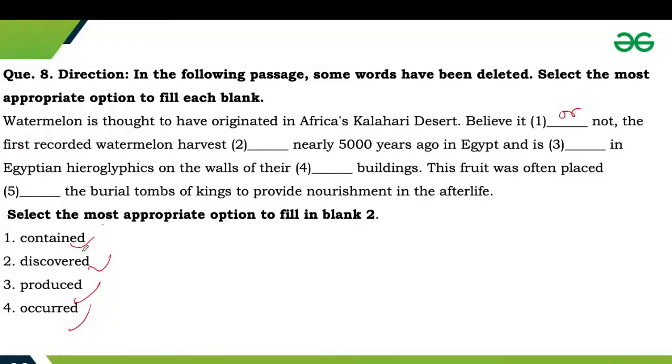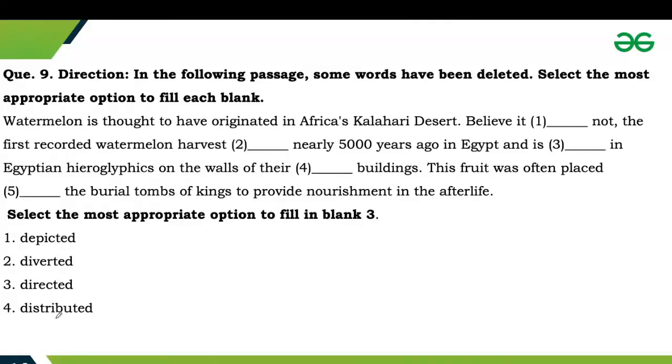Okay, wait a minute. So this is correct, the fourth one is correct. The first time something happens, it occurs, and this is called an occurrence. The first watermelon harvest cannot be contained, it cannot be discovered, and it cannot be produced. So option number four will be the correct answer, that is occurred.